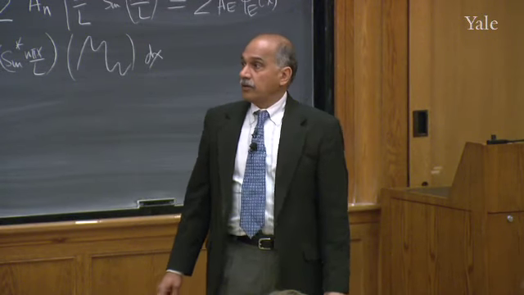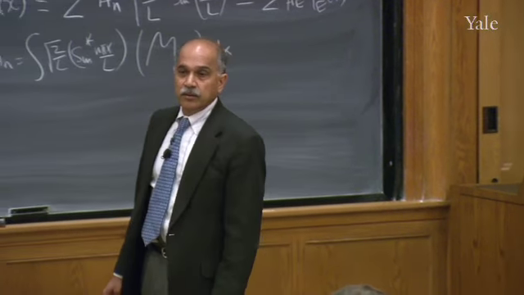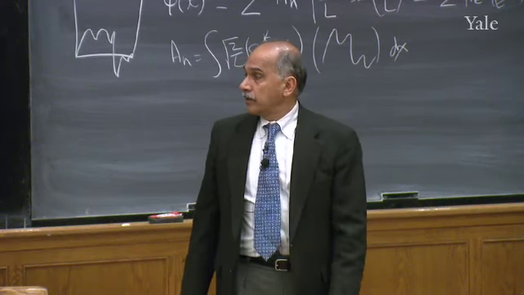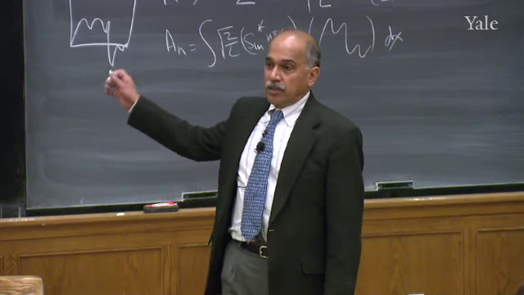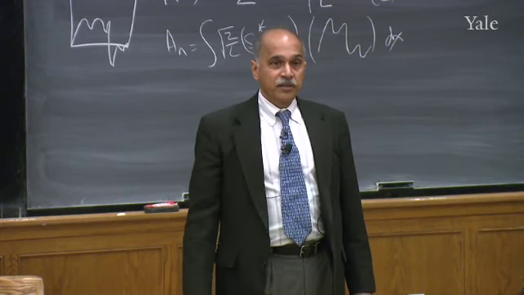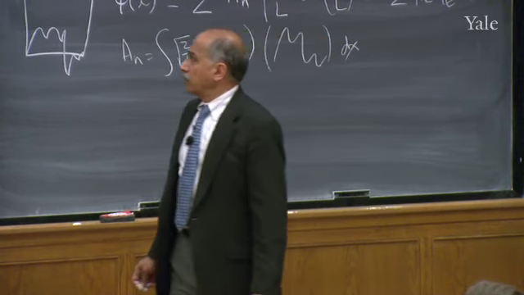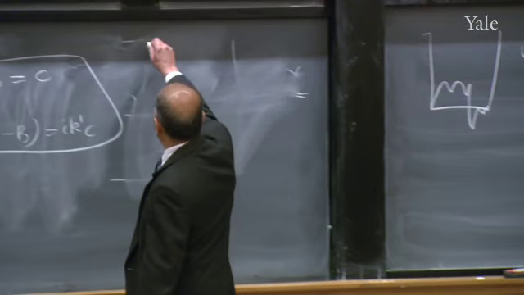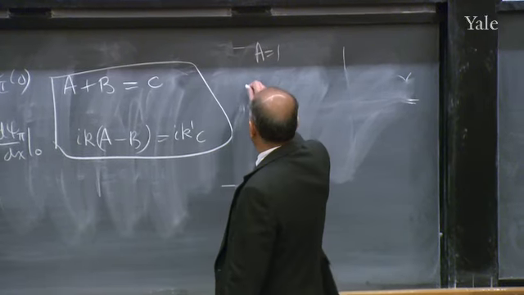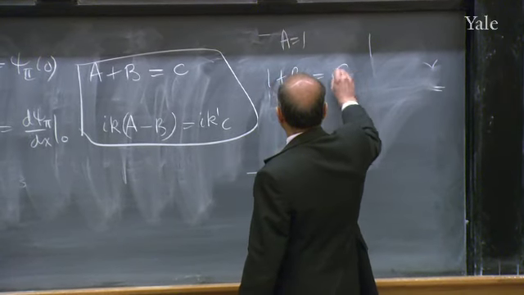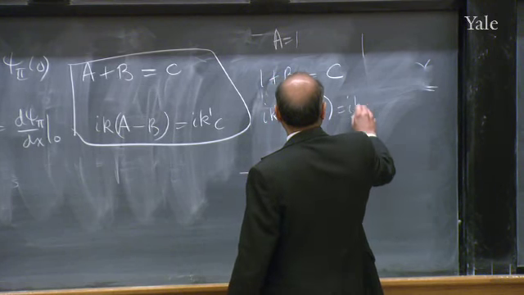So what do you think is going on? Anybody have an idea? It's that even in the particle in a box, you remember the overall height of the wave function is never determined by the Schrodinger equation. It's whatever you like. So what people do is they say, let's pick A equal to 1. That sets the overall height arbitrarily. Then I get 1 plus B equal to C, and ik times (1 minus B) is equal to ik prime C.